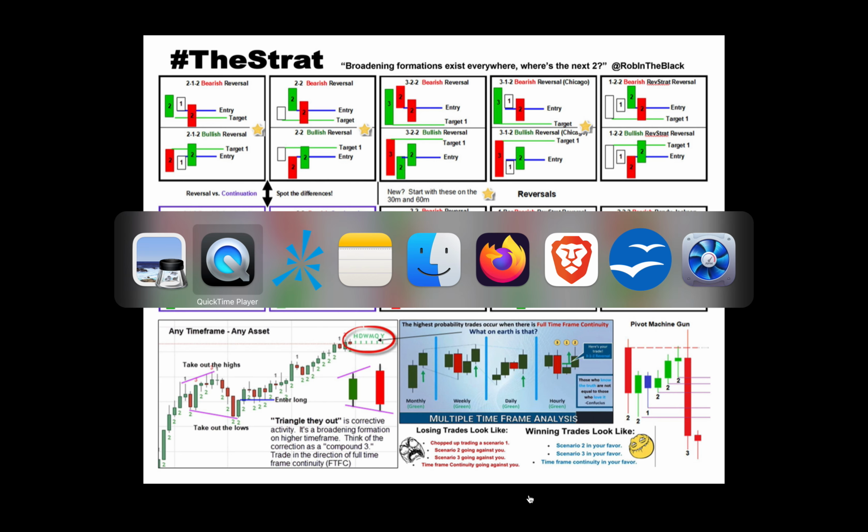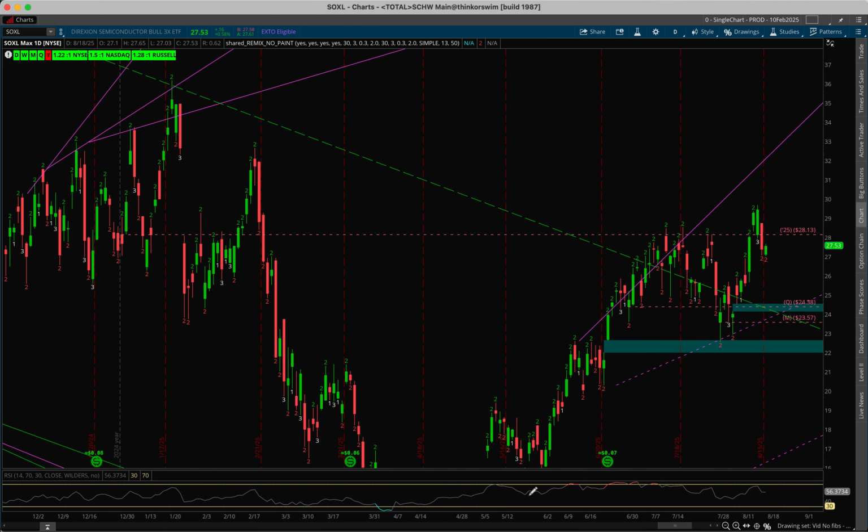So I guess we can get into the charts. Today was kind of a ho-hum day intraday. We did have overall green price action, but it was all within a constrained range.